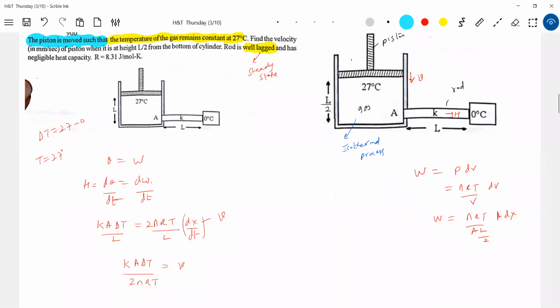I'll give the velocity. You check the calculation later on: 5 millimeter per second.